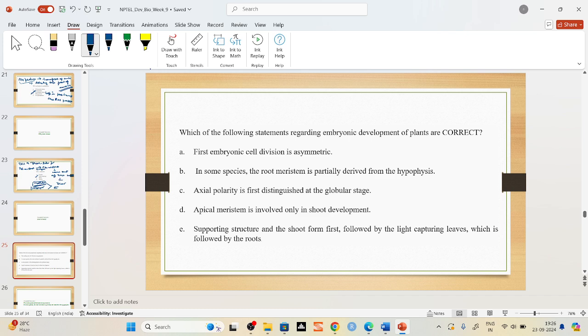Just read all the options, and important is that all the options are not connected. These are different statements. These are not the statements of one concept. So all the statements are basically different concepts. Just read all the options and think what can be the correct answer. What are the correct statements?